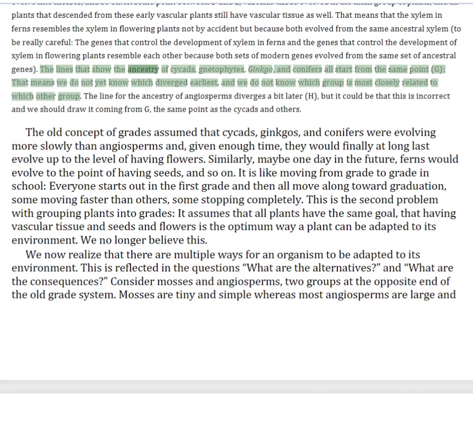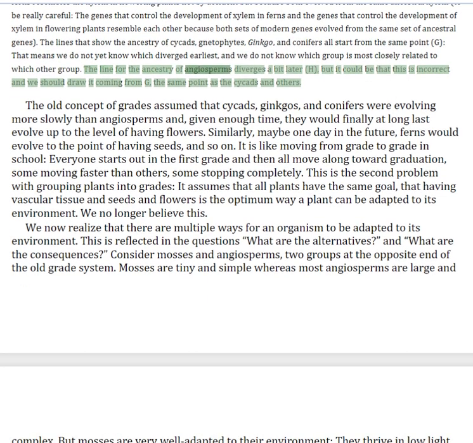The lines that show the ancestry of cycads, cnidophytes, ginkgo, and conifers all start from the same point. That means we do not yet know which diverged earliest, and we do not know which group is most closely related to which other group. The line for the ancestry of angiosperms diverges a bit later, but it could be that this is incorrect and we should draw it coming from G, the same point as the cycads and others.